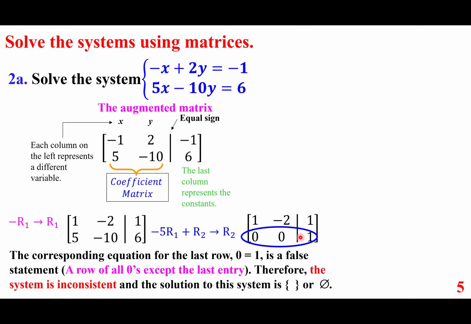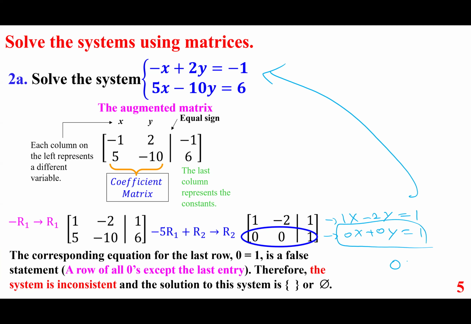In other words, class, please understand, if I were to write this, this means 1x minus 2y equals 1. And this means 0x plus 0y equals 1. I want to go back to the equality format. And of course, this means 0 equals 1, which results in our solution. So I wanted you to see the meaning of that.